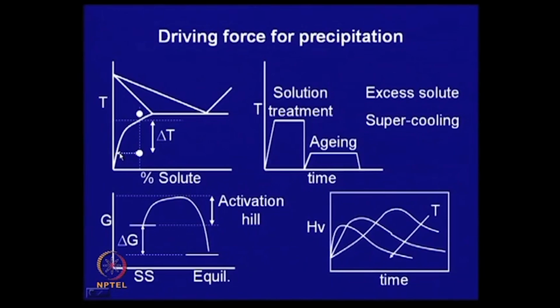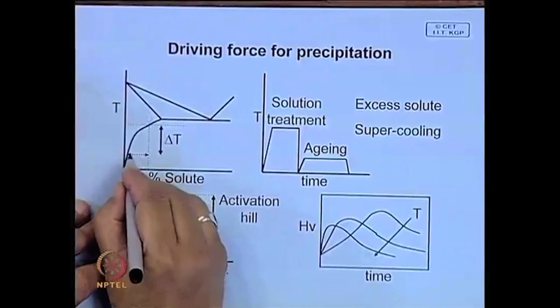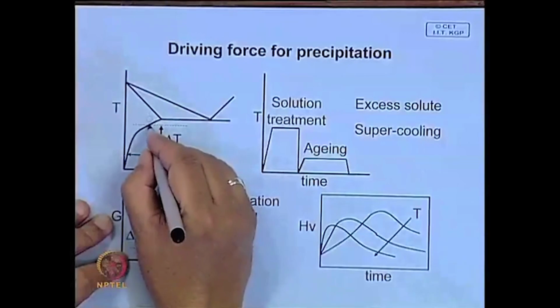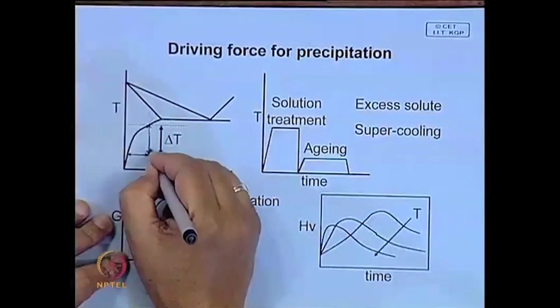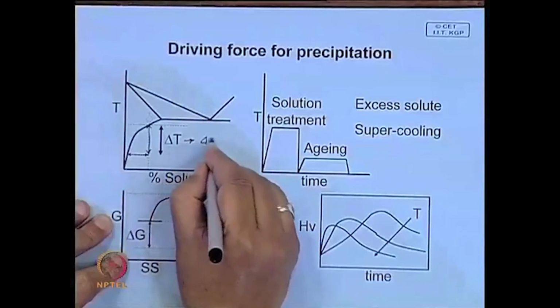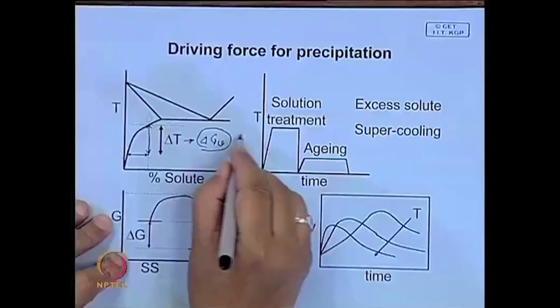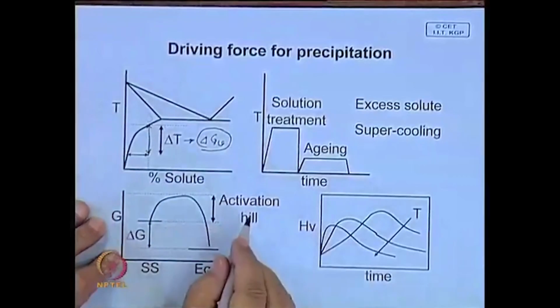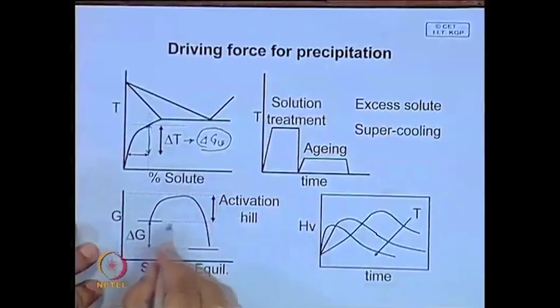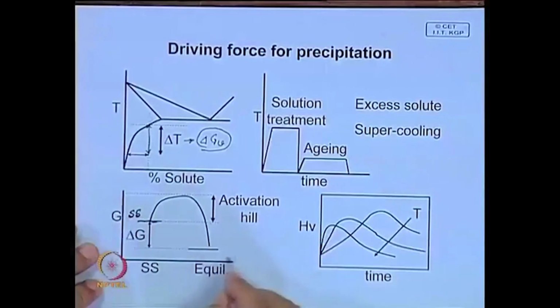So, under this condition you have either this, which is the driving force or a measure of the driving force, and they can be converted to free energy, that is delta G V, and this is negative. But yet precipitation does not take place. It is something like this. This is the supersaturated solid solution and this is the equilibrium structure.